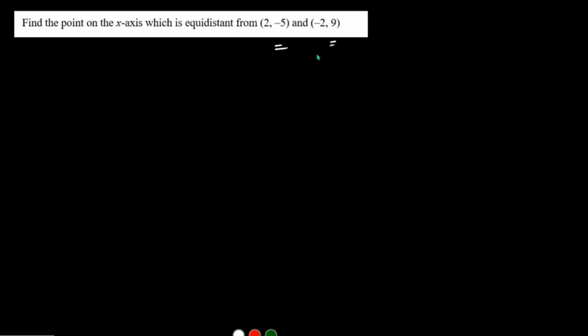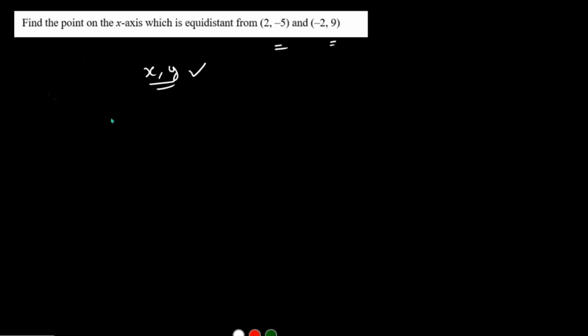Okay, so let's find the equal distance point such that the point must lie on the x-axis. First we'll find the relation between x and y for the equal distance between these 2 points. Then we will find the point such that it lies on the x-axis.